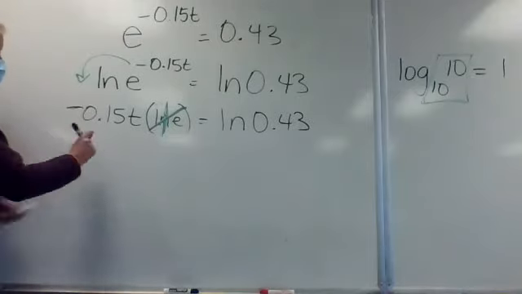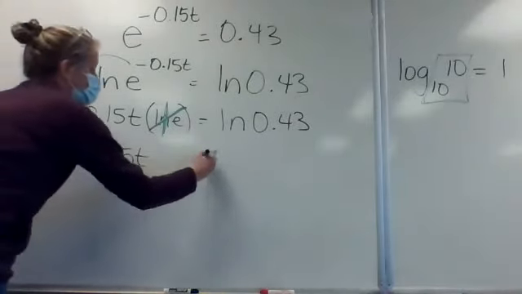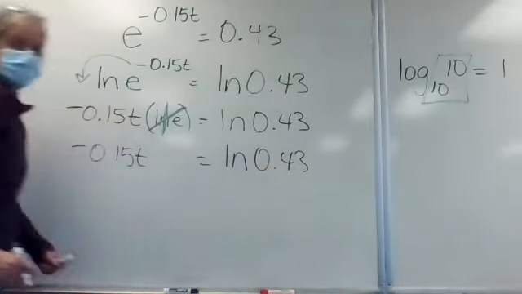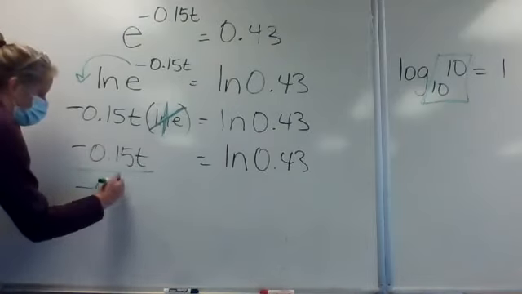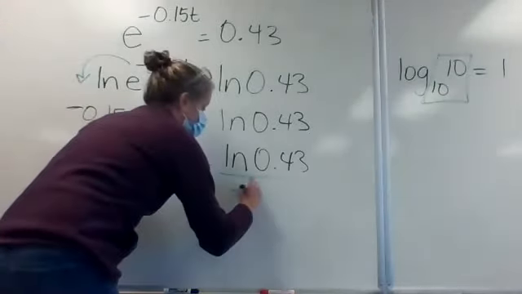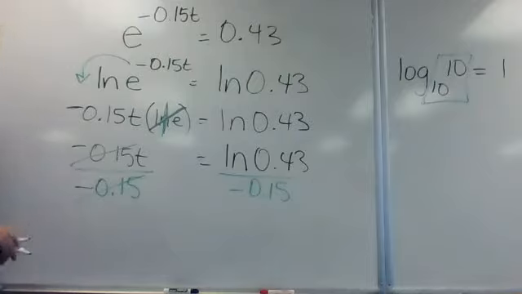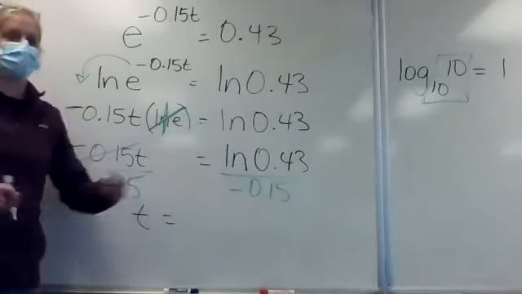So I just have over here negative 0.15t equals ln of 0.43. So if I'm solving for t, I just need to divide by what's hooked onto it. So negative 0.15 on both sides. So there's your t by itself, and then this is calculator work.